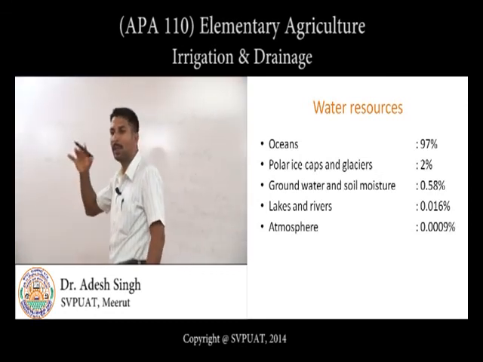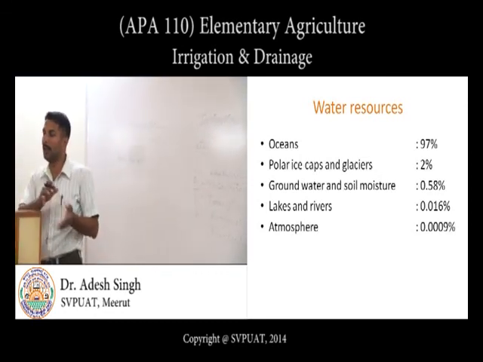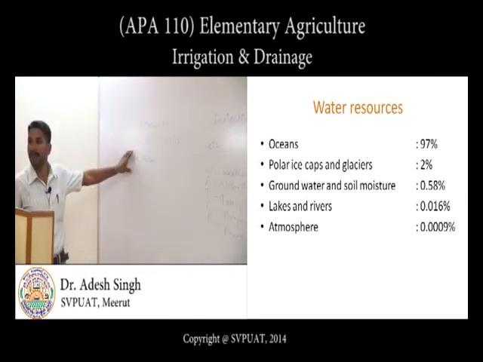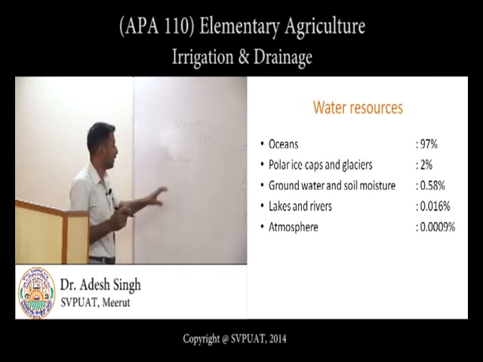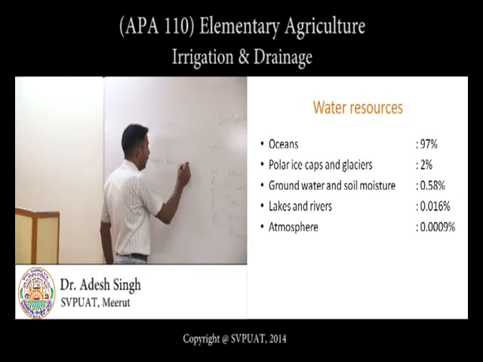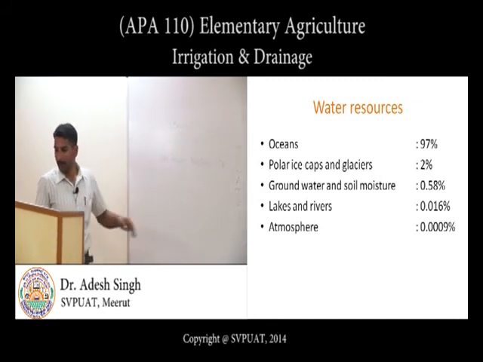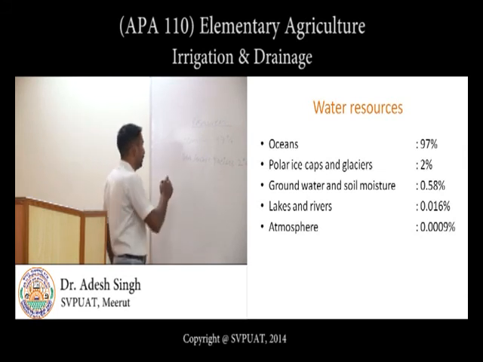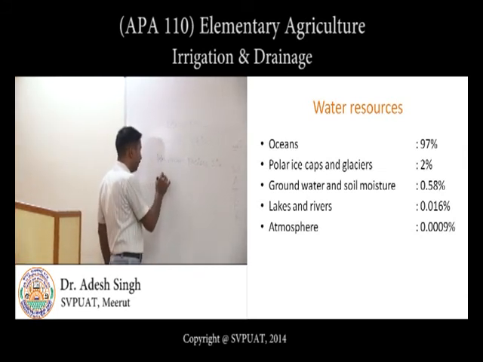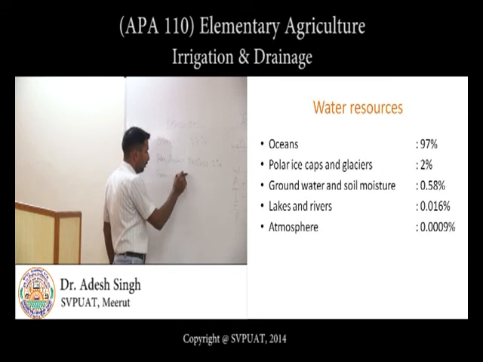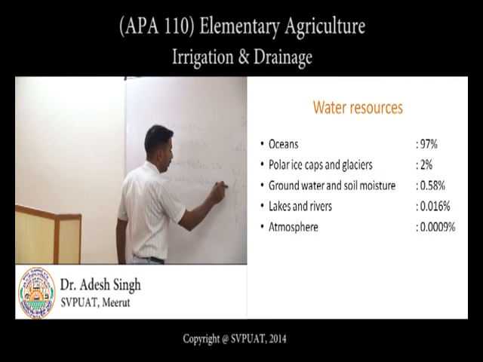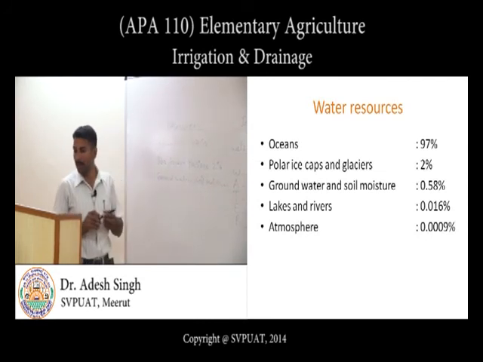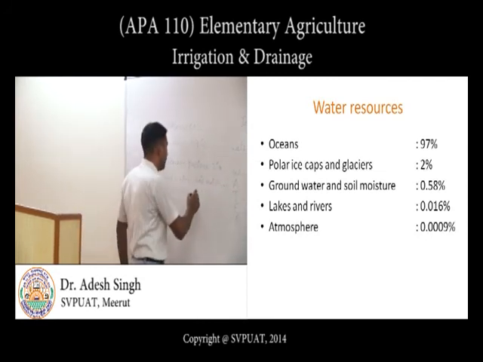Polar means frigid zone, where the temperature is very low, and this water is in the form of ice, which is in the melting form. Ice caps and glaciers account for about 2%. Another is the groundwater, or you can say soil moisture, and this accounts for about 0.6%.